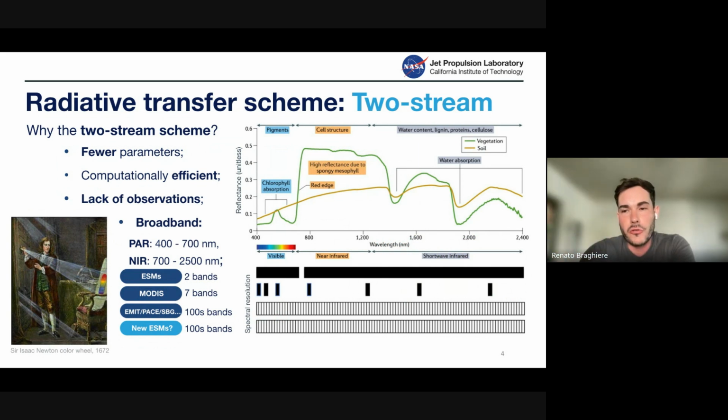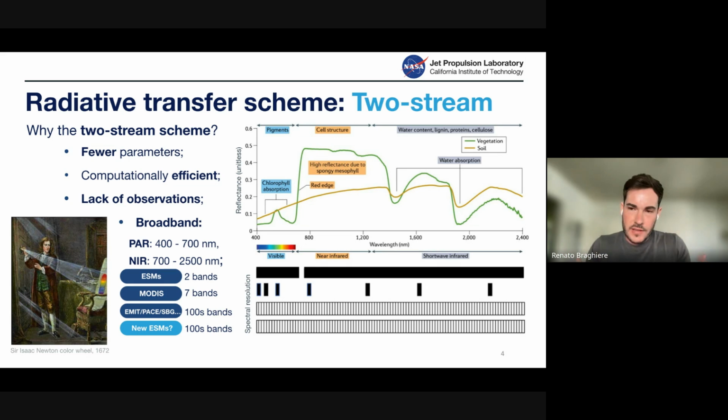And so we use the two-stream scheme because it's a very efficient model. It requires very few parameters and it's computationally efficient, but it divides the shortwave radiation spectrum in two broad bands. The photosynthetically active radiation that goes from 400 to 700 nanometers, and the near infrared from 700 to 2500 nanometers. And in a world where our satellites were observing very broad bands, it made sense to make a land surface model that agrees with those broad bands.